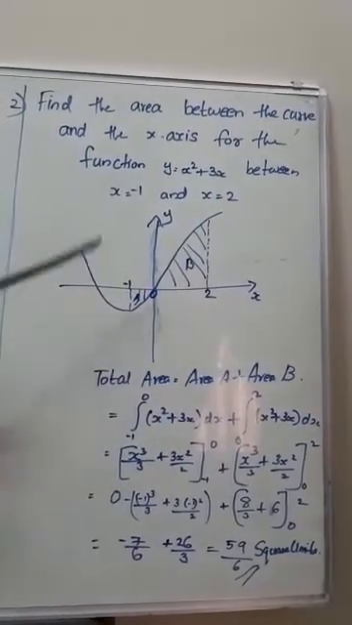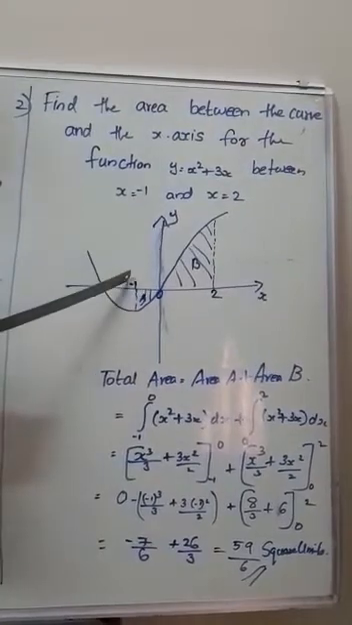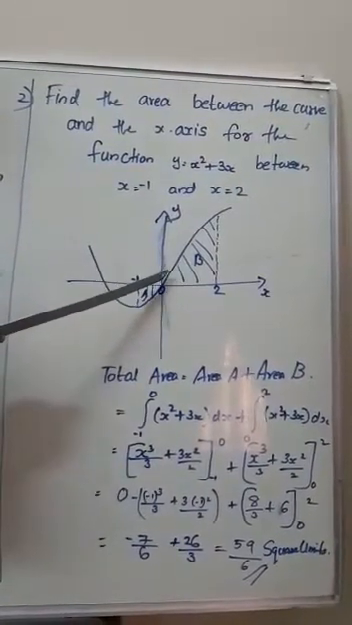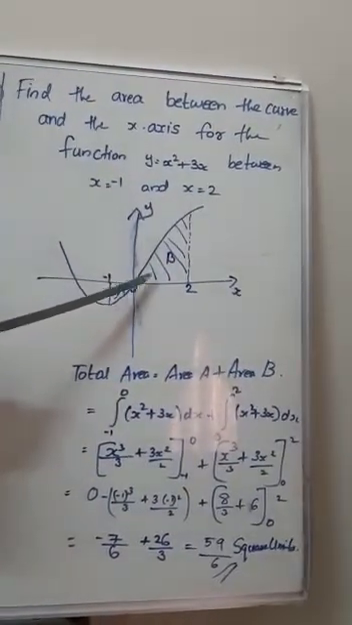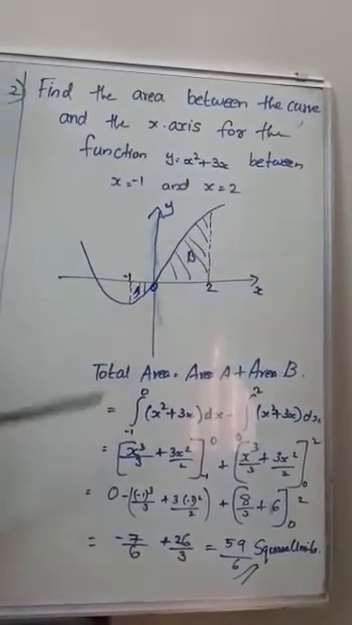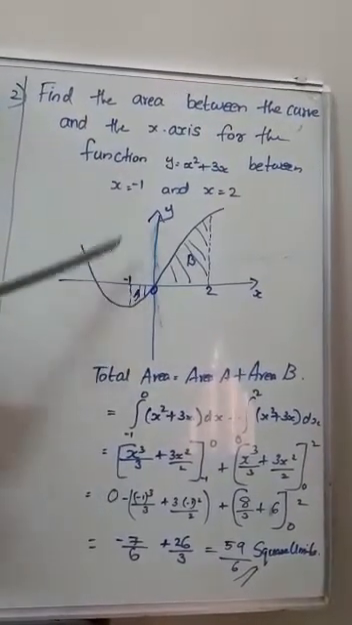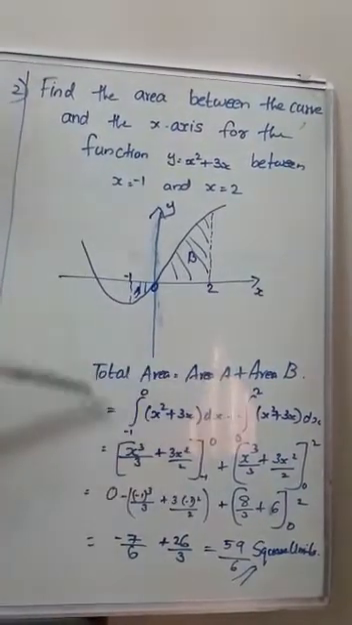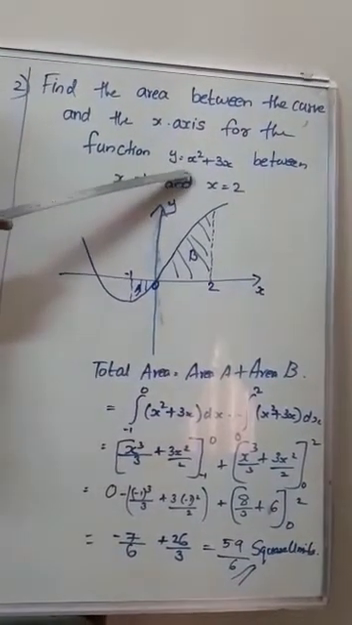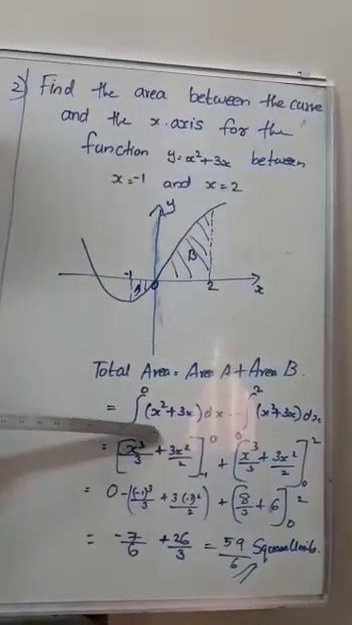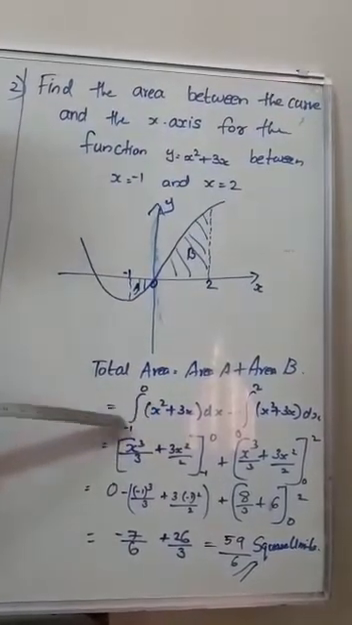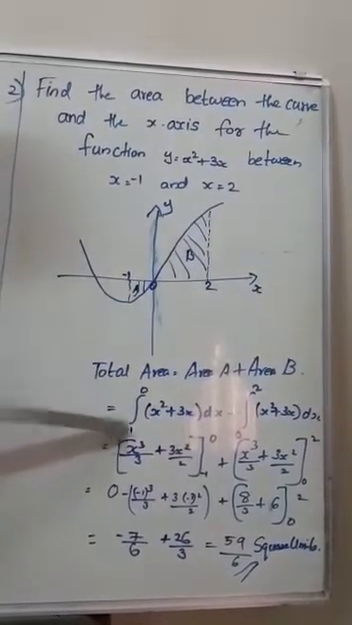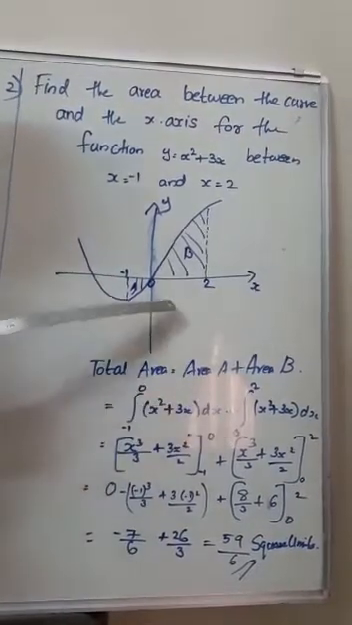Once again, first you will integrate between the limits minus 1 to 0. Then you will integrate between 0 to 2. Then the total you can find. That is the total area under the shaded figure. Okay, area A plus area B. Here, y is equal to x square plus 3x. First I told you, you will integrate between minus 1 to 0. And now 0 to 2.